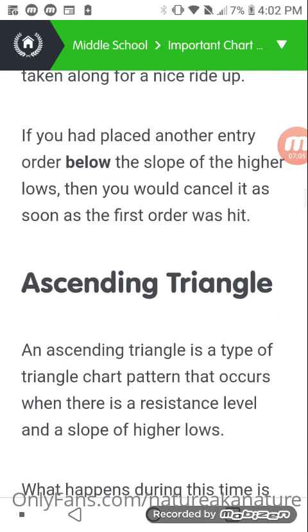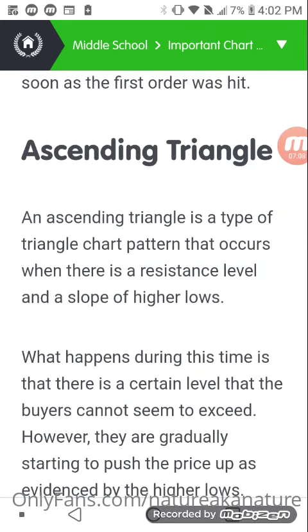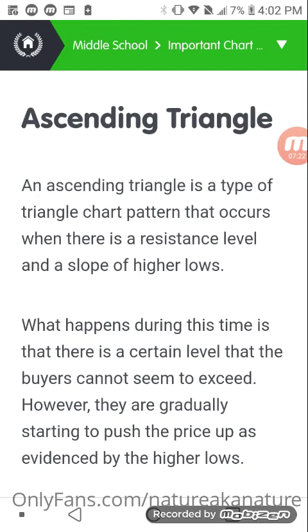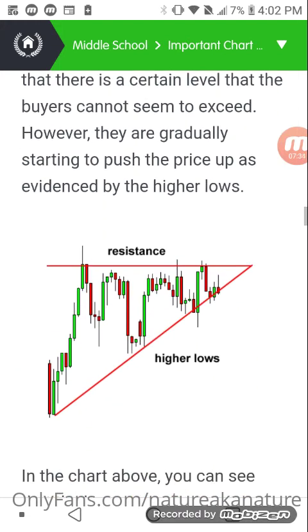Ascending triangles. An ascending triangle is another type of triangle chart pattern. It's a type of triangle chart pattern that occurs when there is a resistance level and a slope of higher lows. What happens during this time is that there is a certain level that buyers cannot seem to exceed. However, they are gradually starting to push the price up and eventually making higher lows. As you can see, price is in an uptrend.